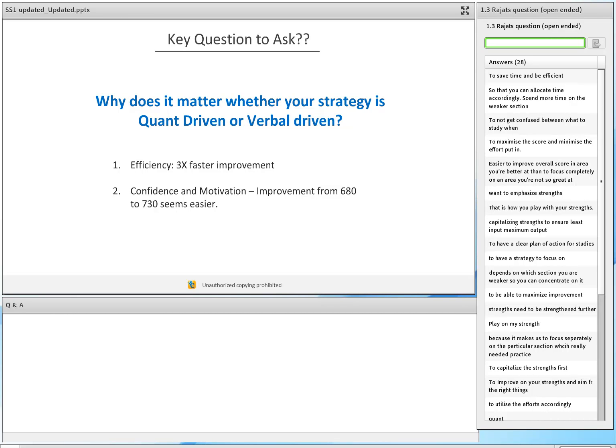730 or so, that improvement from a 670, 680 to 730 would seem a lot easier than it would be if you scored a 610, 620, especially if you've put in considerable amount of time. So efficiency, probability of success, and that confidence and positive feedback, those are three reasons why I would make sure that I get my strategy right.